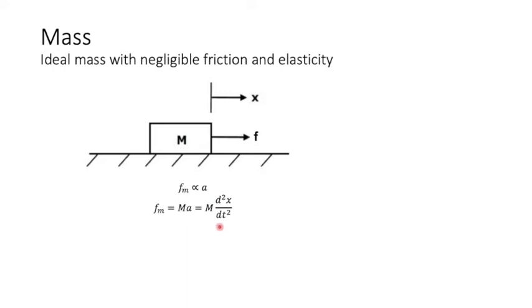Now, by applying Newton's second law, let's see what will happen. By Newton's second law, we know that the sum of the applied forces will be equal to the sum of the opposing forces. So we can write it as F is equal to Fm, where F is the applied force and Fm is the opposing force. So the net equation will be F is equal to Fm equal to m into d square x by dt square.